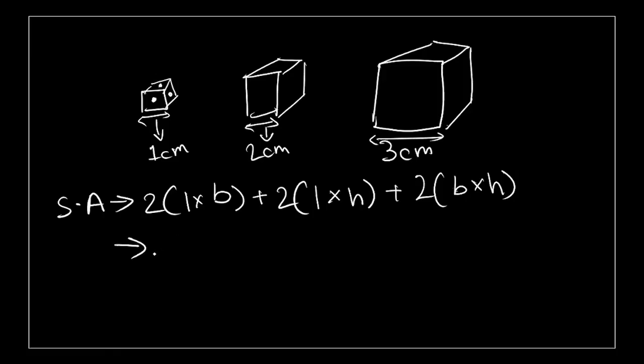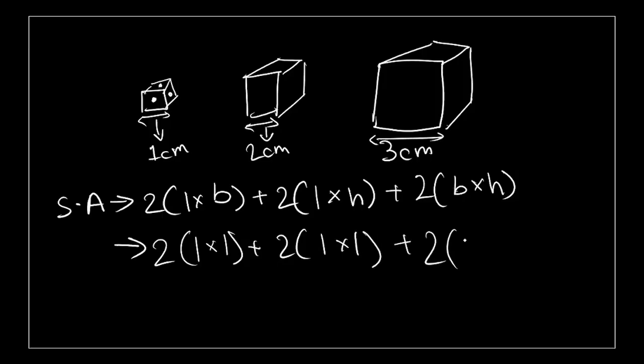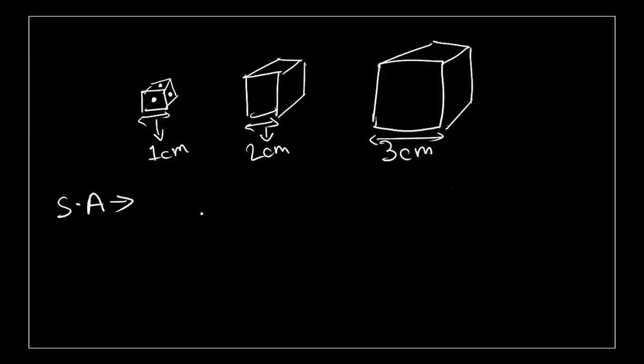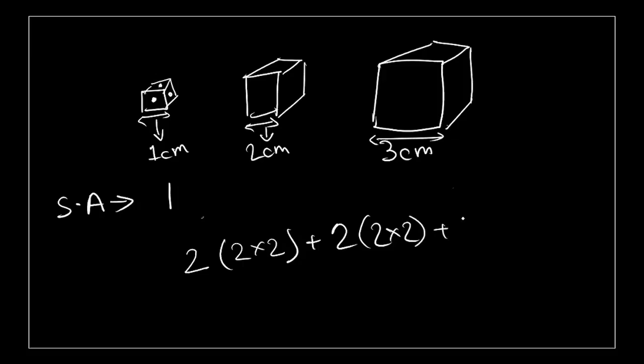So let's find it. It's 2 into 1 into 1, plus 2 into 1 into 1, plus 2 into 1 into 1. We didn't even have to do it, it's pretty simple, it's just 6. So that's the surface area for the first cube. Let's have them noted down. For the second cube, let's do the same. It's 2 into 2 into 2, plus the same thing.